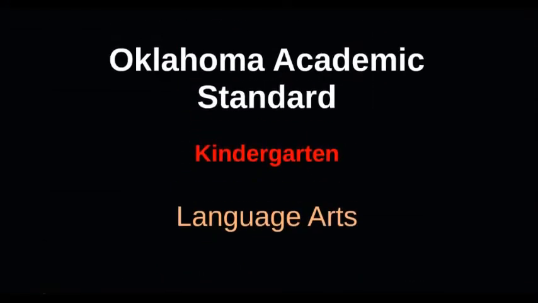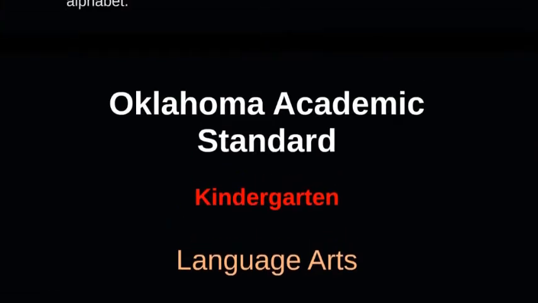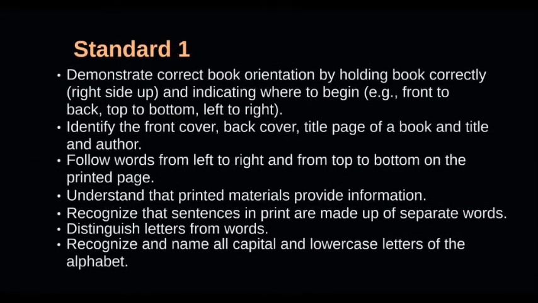Let's take a look at the Oklahoma Academic Standard for Kindergarten under the Language Arts. We can break the standard into just 3 categories: words versus letters, book orientation, and characteristics of a book. I'm going to provide 3 videos of just how this standard can be broken down.